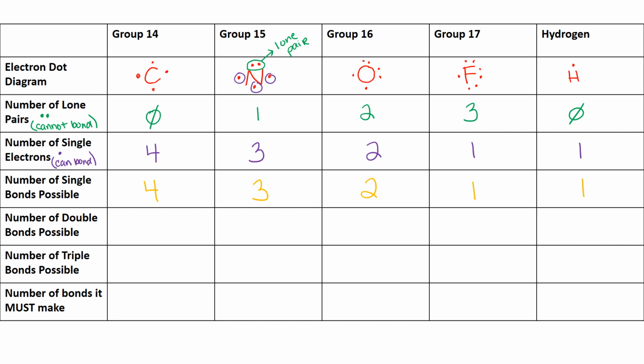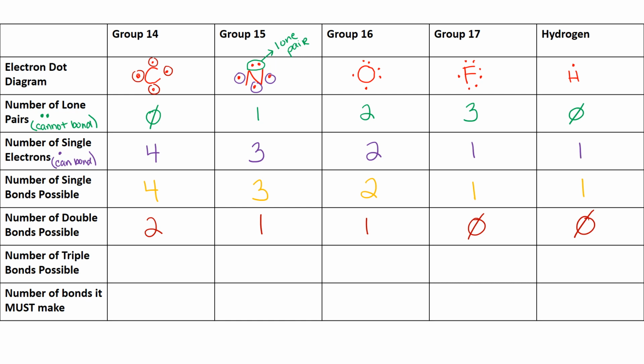Now, number of double bonds. If you want to make a double bond, you need 2 single electrons available in order to do that. So carbon can make a total of 2 double bonds if it wanted to, because it could have 2 of these enter into one, and then these other 2 enter into another double bond. Nitrogen could only make 1 double bond. You would need 4 single electrons to make 2. Oxygen can only make 1. Fluorine cannot make any double bonds. It only has 1 single electron available for bonding, and hydrogen cannot make a double bond.